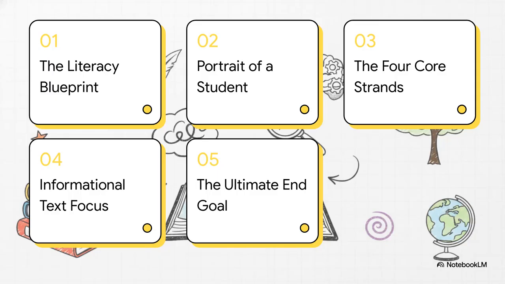Okay, let's dive into this. We're organizing this pretty dense blueprint into 5 quick sections: the literacy blueprint, portrait of a student, the 4 core strands, the focus on informational text, and finally, the ultimate end goal.